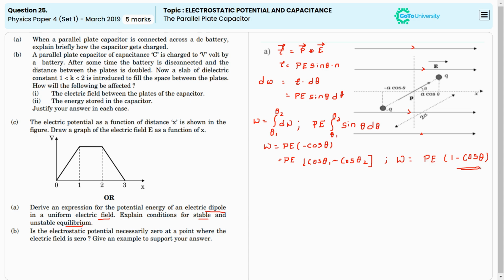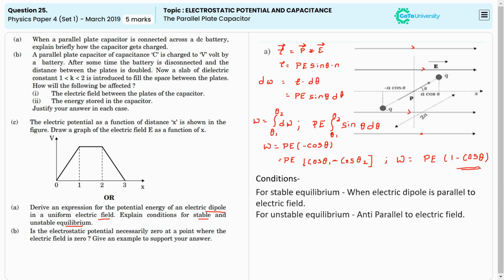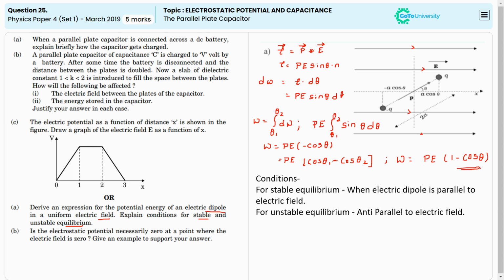Then explain the conditions for stable and unstable equilibrium. When the electric dipole is parallel to the electric field, it is in stable equilibrium, and for unstable equilibrium, it is anti-parallel to the electric field.